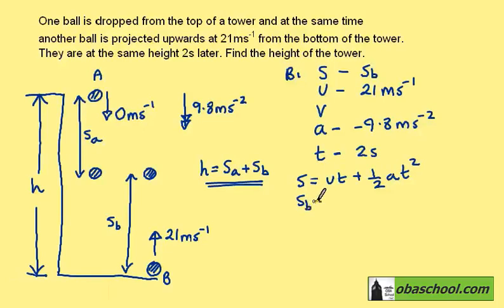So SB is going to be 21 times 2, which is 42, plus a half of minus 9.8 times 2 squared. If we calculate this, we get 22.4 meters.